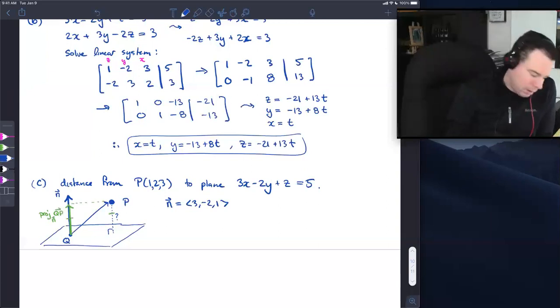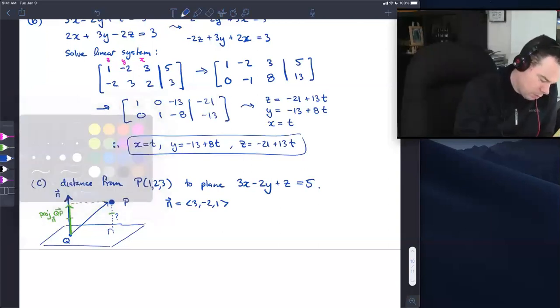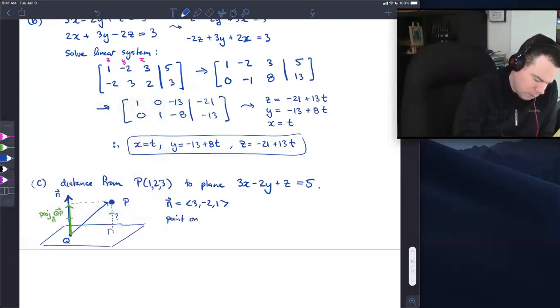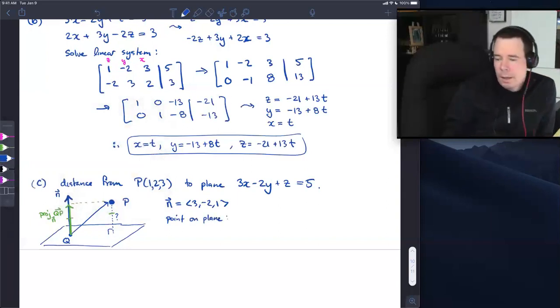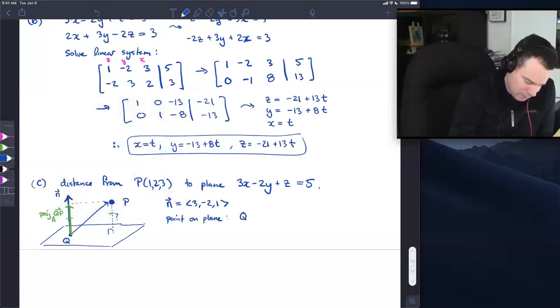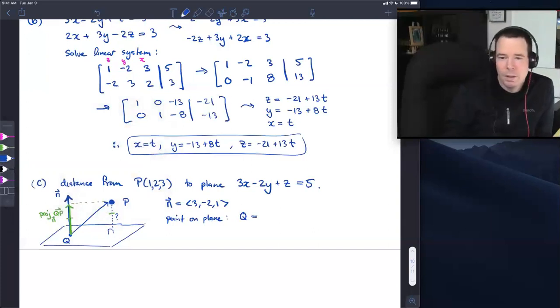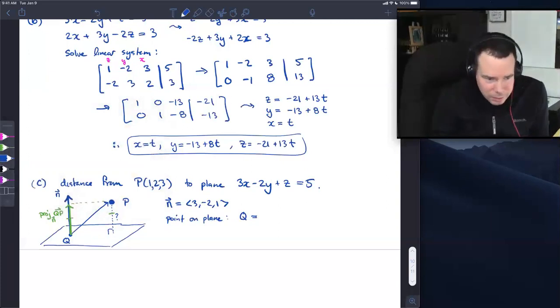So in order to get that point Q, we just have to look at the equation for the plane and try to spot a solution for x, y, and z. So just find any point whatsoever on the plane by just looking at the equation.